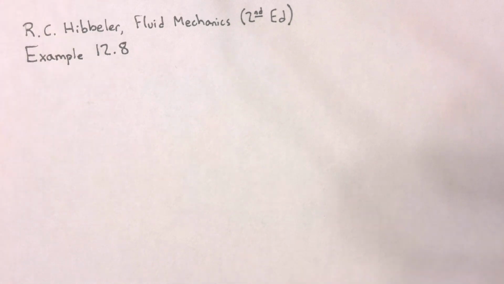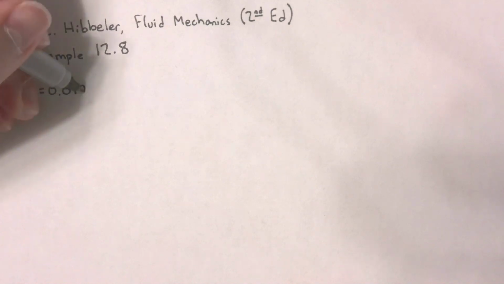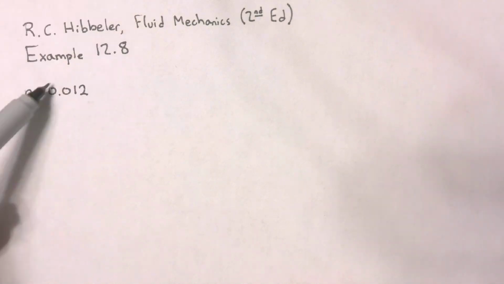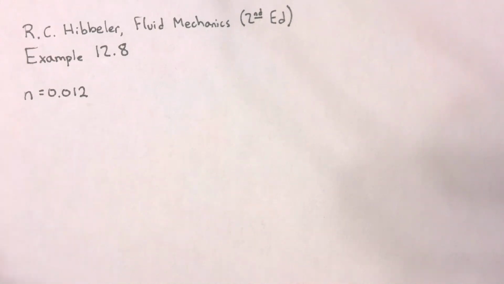Okay, so let's see. This is example 12.8. It says the channel in the figure is made of finished concrete. So finished concrete should give us a clue that the roughness value is 0.012. In civil engineering practice, we use a roughness value of 0.013, but the book will use 0.012. So keep that in mind if you ever have to work on something outside of this class that has to do with open channel. For concrete, we typically use 0.013.